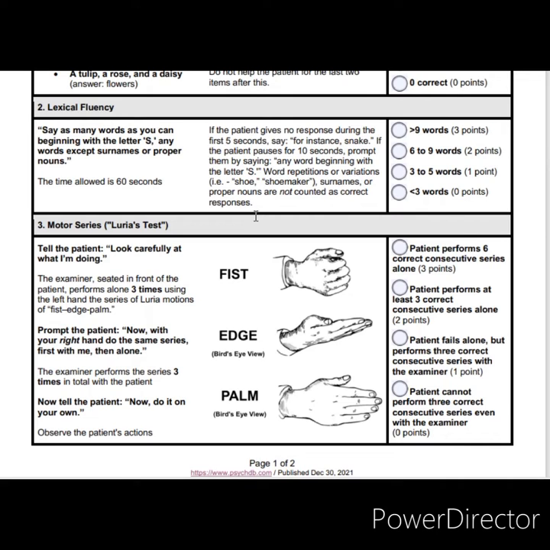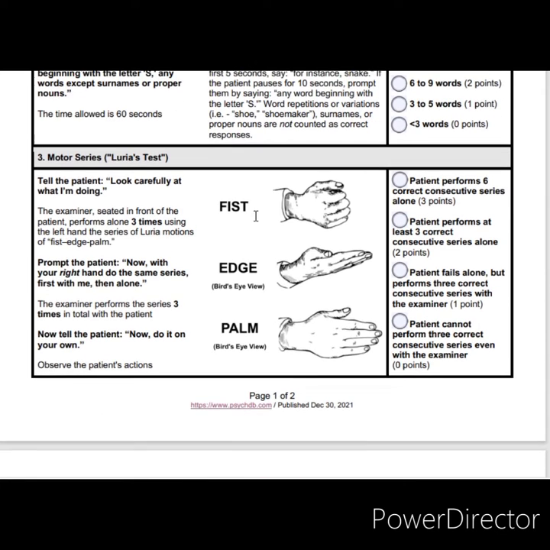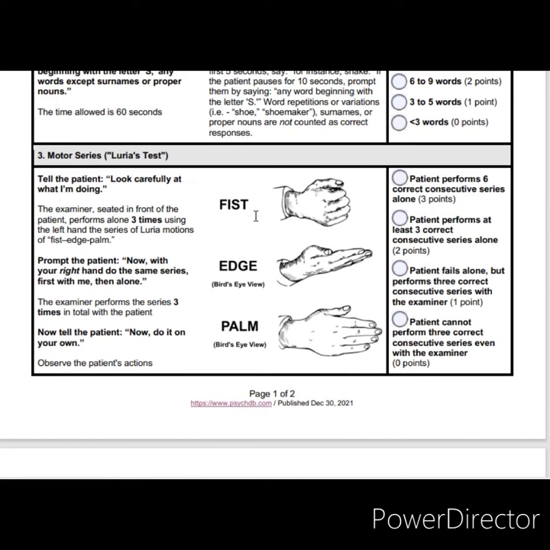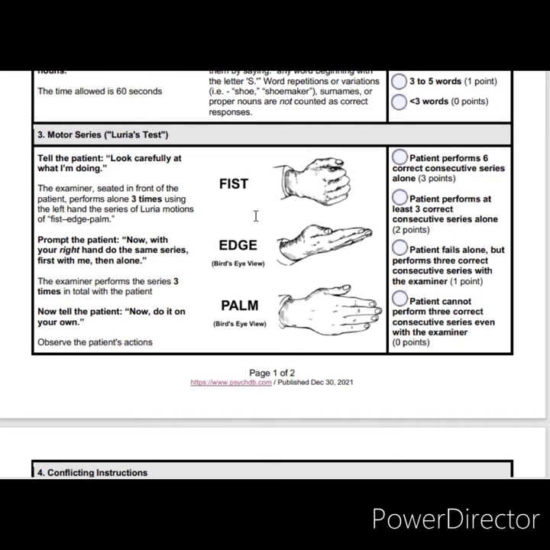Then third is the motor series test, in which you will demonstrate this motion 3 times, firstly fist, then edge and then palm. Prompt the patient, now with your right hand do the same series, first with me and then alone. The examiner performs the 3 series in total with the patient. Now you have to tell the patient, now do it on your own.